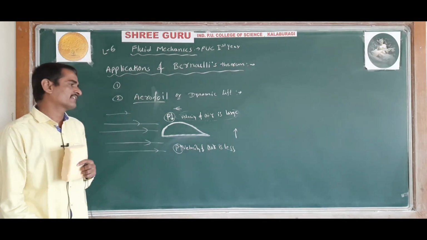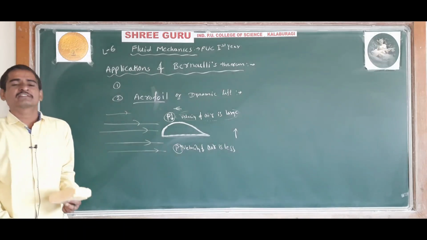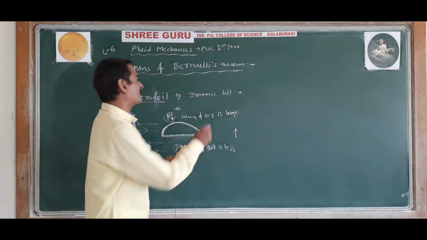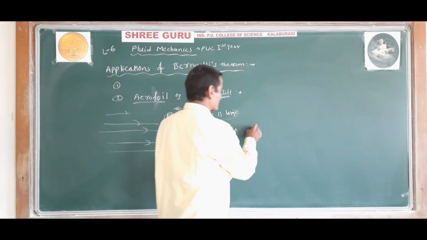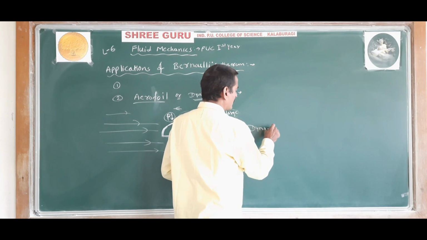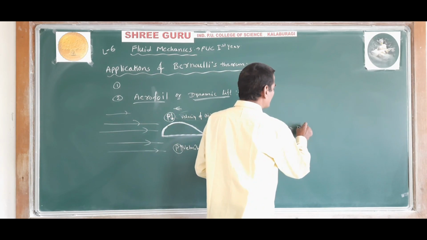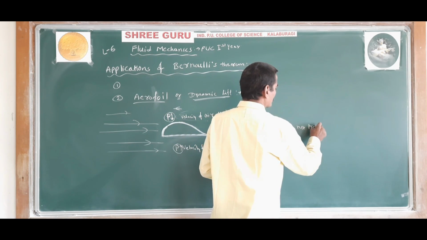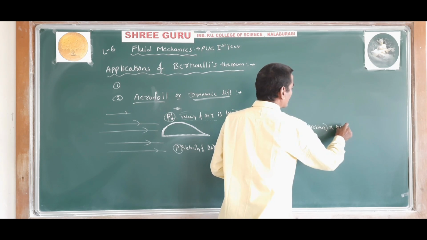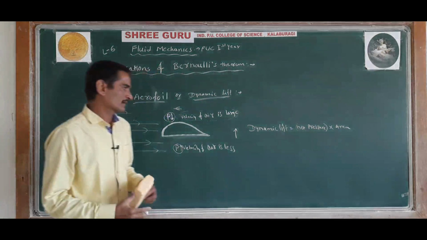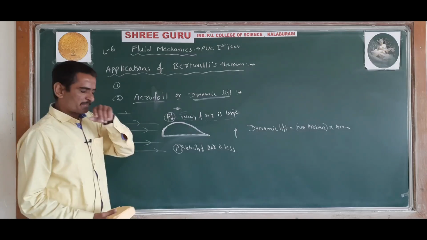As a result, the wings of an aeroplane will experience an upward force, and that upward force we call dynamic lift. That dynamic lift or upward force is given by the formula: net pressure, that is pressure difference, times area of wing. So that is pressure difference. Here pressure is less, here pressure is more.